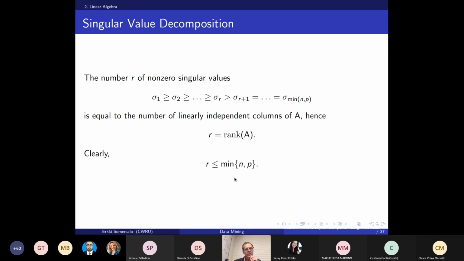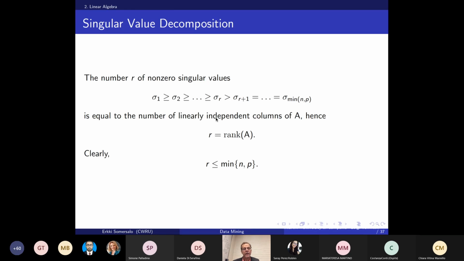A couple of comments still. When we are calculating the singular values, there is no guarantee that the singular values are not zero. So it may well be, and it often is, that after some number of non-zero singular values, you start to get zero. Remember, the singular values are ordered in decreasing order. So I take sigma 1, which is the largest, second largest, etc. I go to sigma r, and this is the last non-zero singular value. And after sigma r, I just get zeros. So this is completely possible.